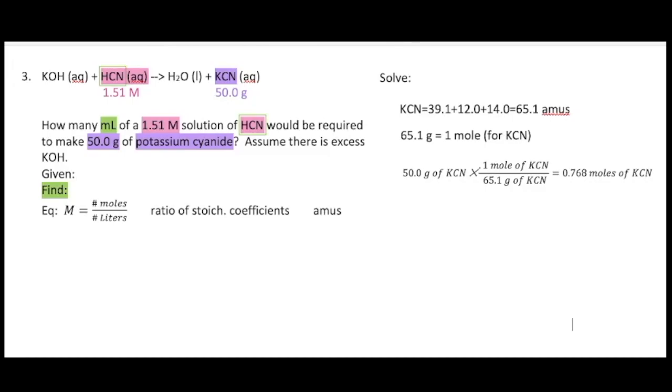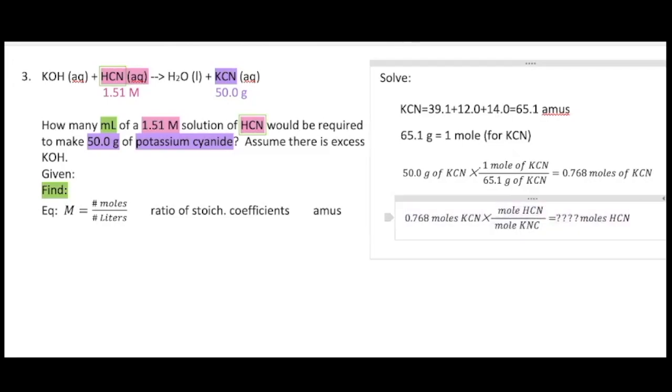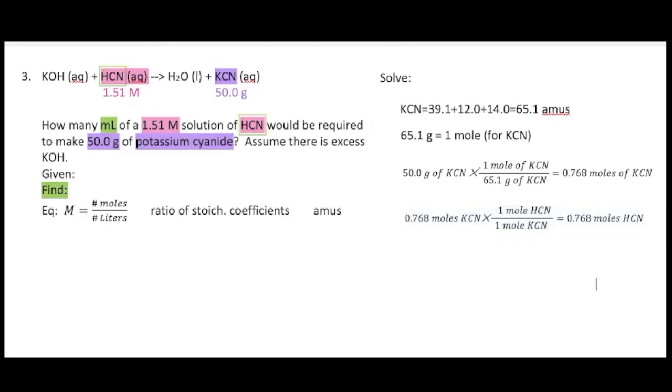The denominator lets you cancel out what you don't want to keep, and the numerator brings in what you do want to keep. So we're going to take our 0.768 moles of KCN, and our ratio is just 1-to-1, so it's 1 mole of HCN is equal to 1 mole of KCN. And this one, easy math, like I said, you probably could have skipped this step, but you need to know how to do it for the harder problems. So now we know that we have 0.768 moles of HCN.